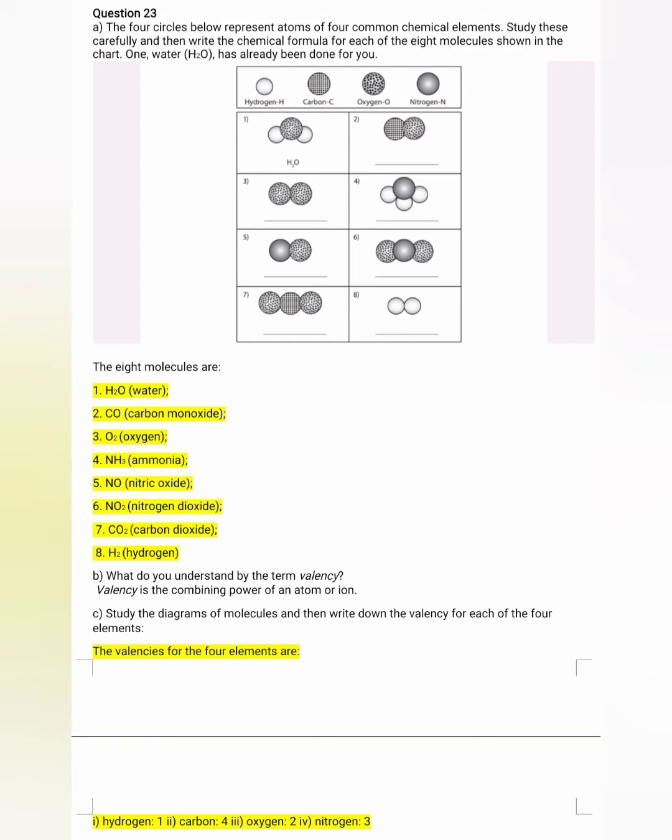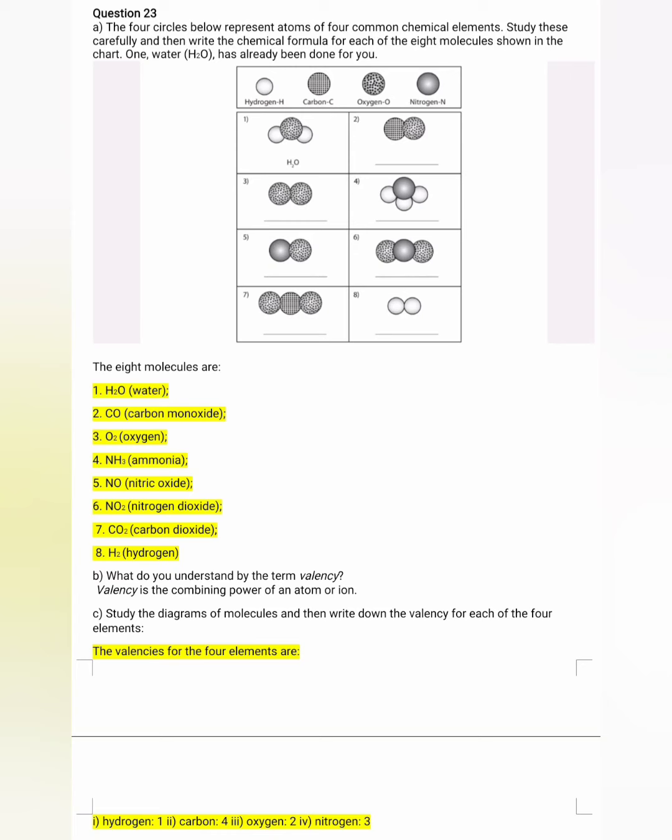Now in question number 23, we are discussing the molecular formulas of some compounds and elements. Here hydrogen and carbon symbols are given. The white ball will be hydrogen, the checked ball will be carbon, the dotted ball will be oxygen, and the fully shaded ball will be nitrogen. So the first formula is water. Second, you will tell me. The checked is carbon and the dotted is oxygen. So second will be carbon monoxide. Now third, both are dotted, so oxygen. Now fourth, 1 is shaded and 3 are simple balls, so it is ammonia, NH3.